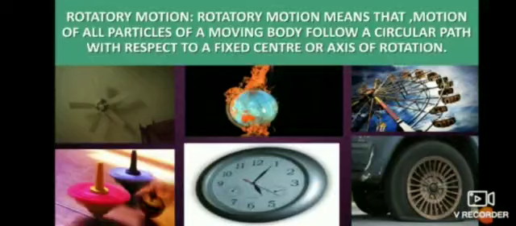Now we see the definition of rotatory motion. Rotatory motion means that the motion of all particles of a moving body follows a circular path with respect to a fixed center or axis of rotation.